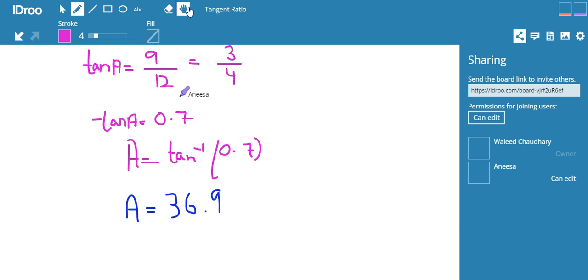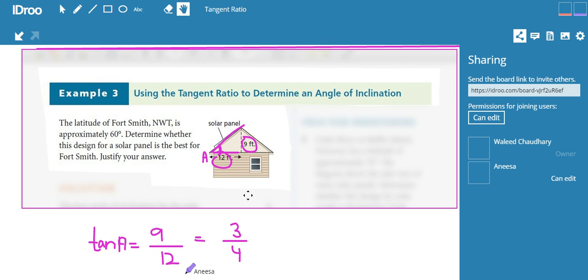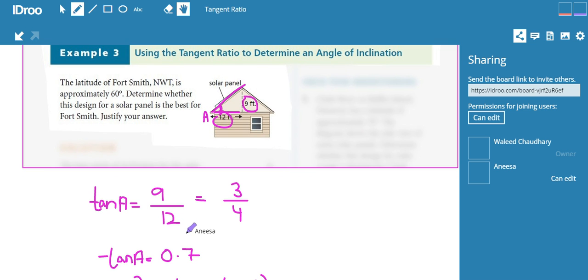So basically, one thing I need to tell you here is that this angle we are finding is the angle of inclination for the solar panel. Because this is the solar panel, and we are finding the angle of inclination, which is this one. Inclined means like a slope. So this would be the angle, and the angle of the latitude would also be the same as the angle of inclination.